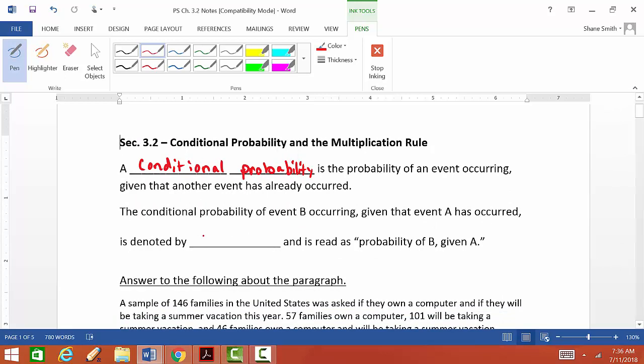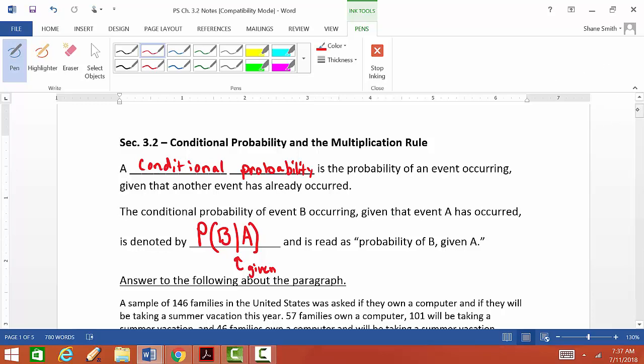And to denote a conditional probability, we write the probability of B given A. So this vertical line is read as "given." Okay, it's not a division sign or anything like that. It just means the probability given A. So we want to find the probability of B given A. A is the event that has already occurred. You write that second, in the parentheses after the line. And then we want to find the probability of B.